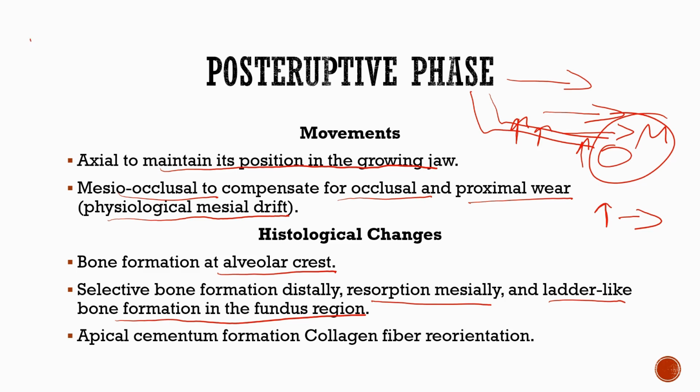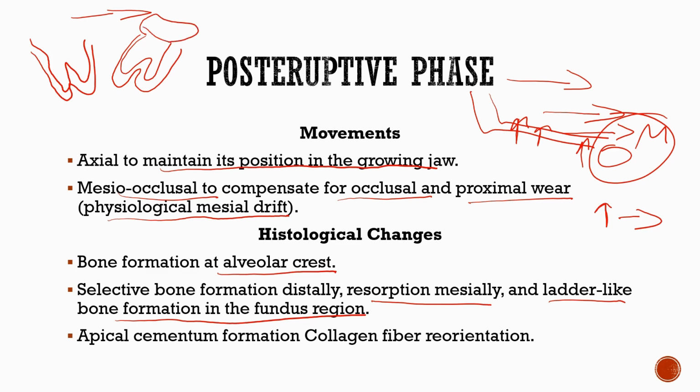So what happens if your tooth is like this? When the jaw develops, it will become like this. So it doesn't happen because of the physiological mesial drift, the post-eruptive movements help it to maintain the upright position. The mesial part readily resorbs and forms a ladder-like bone formation in the fundus region, and then the tooth moves mesially and maintains its upright posture. So it appears in the oral cavity like this.